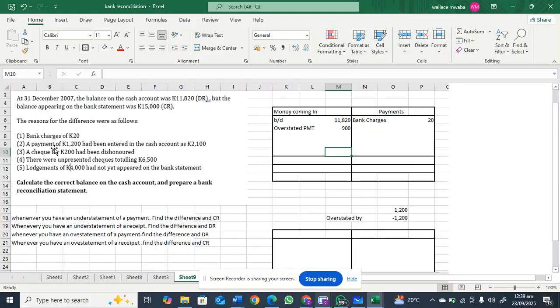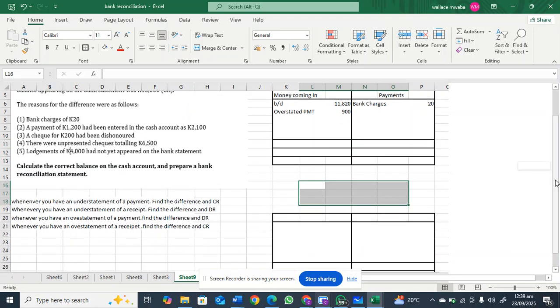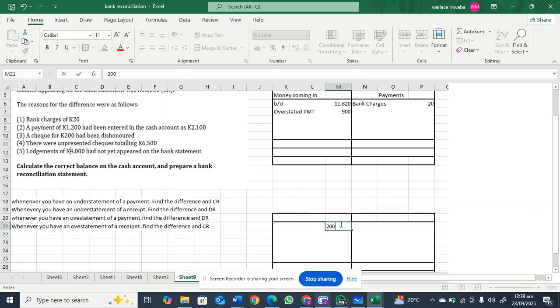Transaction 3, a check for 200 kwacha had been dishonored. Okay, so the bank told us the person who's trying to pay us doesn't have money, so we haven't received any money. So initially, when we received the check, we debited our cash book 200.